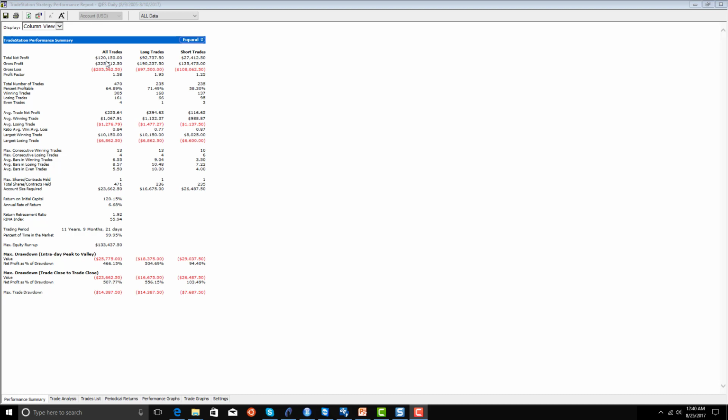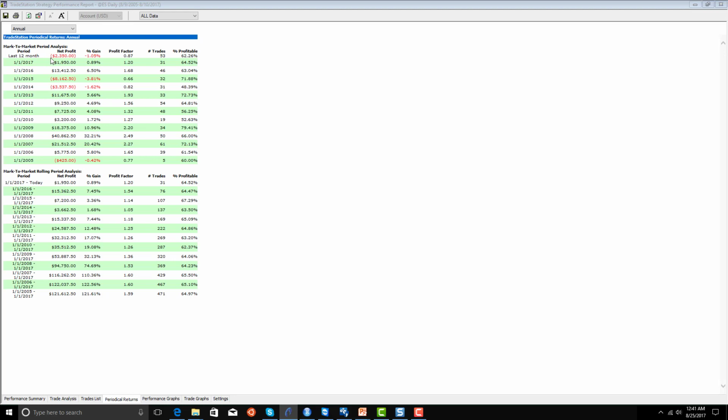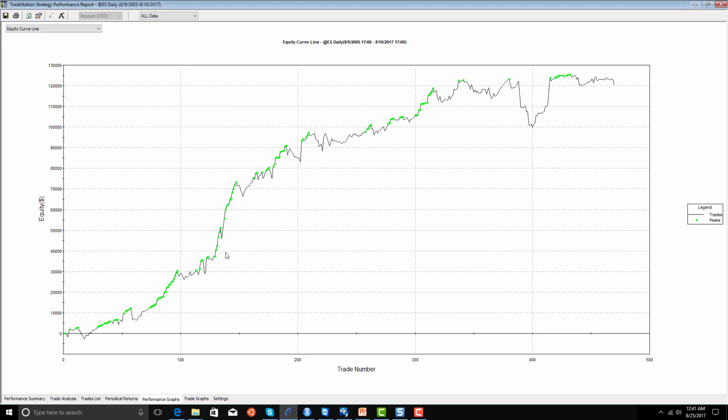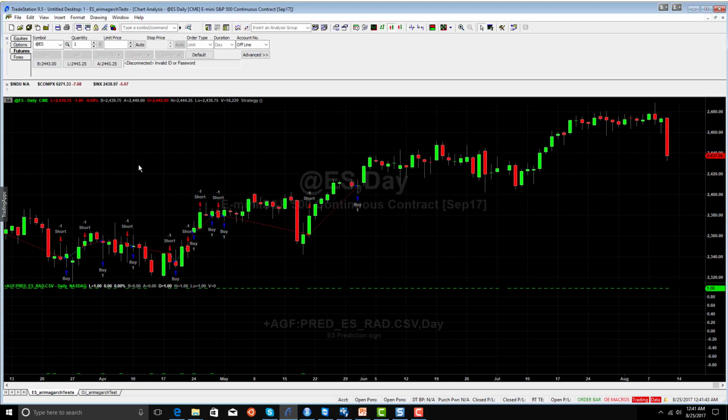We made 120K, 92 long, 27 short. Average trade was 255, which is 394 long, 116 short. 25K drawdown, which isn't really that good. Periodic returns: not doing well recently, though it had a good 2016. 2015 and 2014 were bad. The equity curve did well, then in 2013 it flattened out, had a really bad 2015 going into 2016, and from mid-2016 up it did okay, and it's basically been flat. So not real impressive, but the results really aren't that bad.